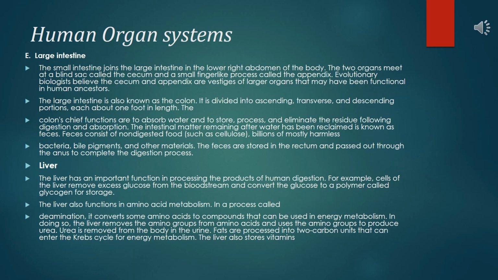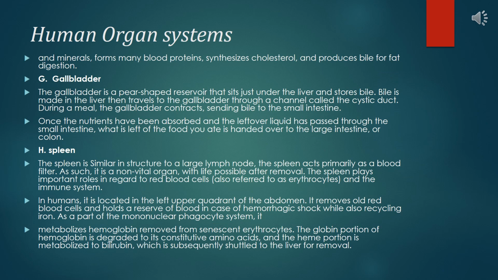In doing so, the liver removes the amino groups from amino acids and uses the amino groups to produce urea. Urea is removed from the body in the urine. Fats are processed into 2-carbon units that can enter the Krebs cycle for energy metabolism. The liver also stores vitamins and minerals, forms many blood proteins, synthesizes cholesterol, and produces bile for fat digestion.